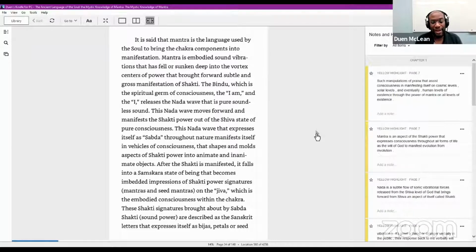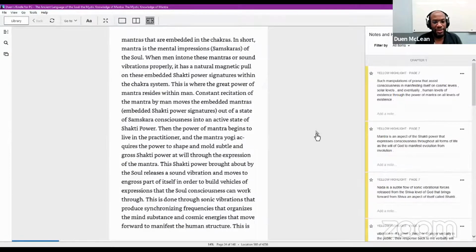After the Shakti is manifested, it falls into a samskara state of being that becomes embedded impressions of Shakti power signatures, mantras, and seed vibrations on the jiva, which is the embodied consciousness within the chakra. These Shakti signatures brought about by Sabda Shakti, sound power, are described as the Sanskrit letters that express themselves as bijas, petals, or seed mantras that are embedded in the chakras. In short, mantra is the mental impressions, samskaras, of the soul.